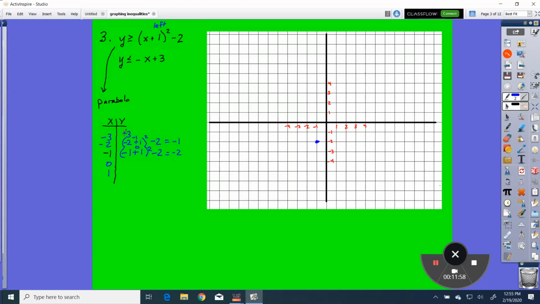Now I plug -3 in there. -3 plus 1 is -2. If I go -2 times -2, I get 4 minus 2 is 2. Okay, just so you can see what -4 would look like. -4 plus 1 is -3. -3 times -3 is 9. That's the squared. Minus 2 is 7.